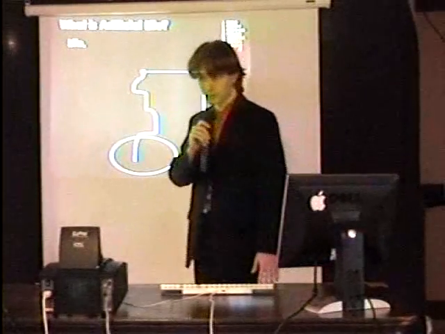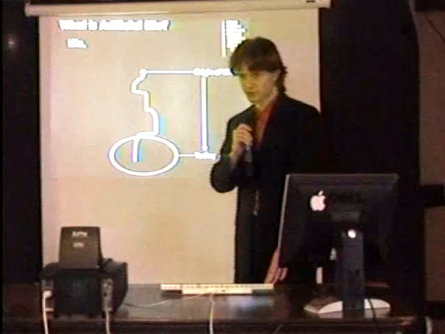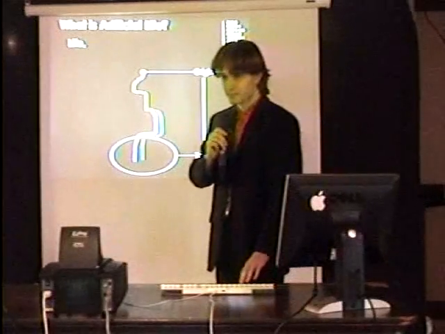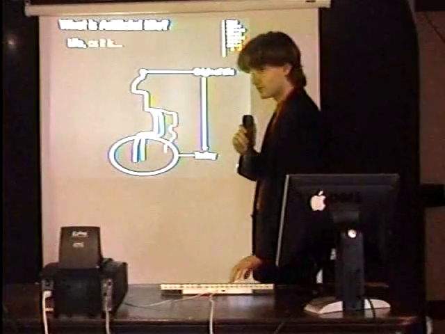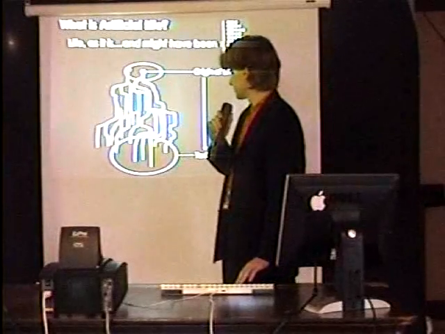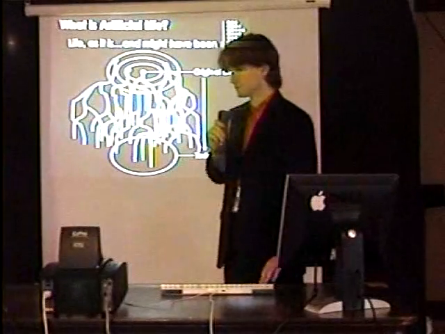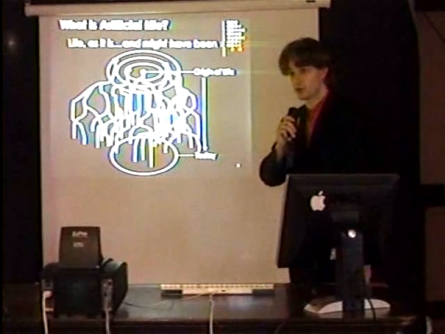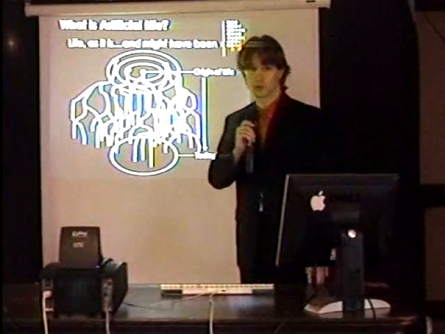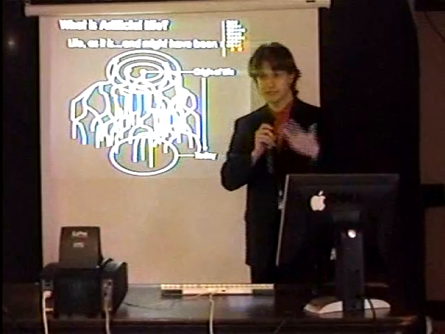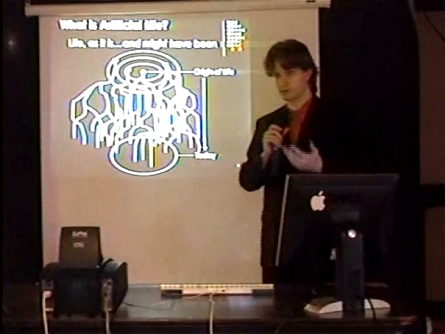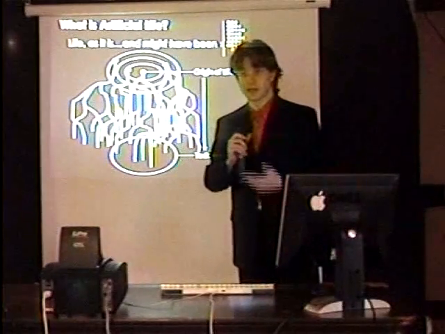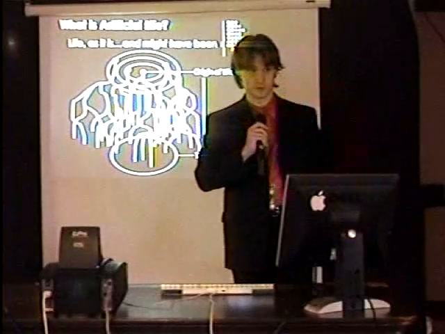So, what is artificial life then? Artificial life is life as it is now and as it could be. So, artificial life encompasses all of biology and more. So, we can imagine many types of life that could have evolved here or somewhere else, and this encompasses all that we study.